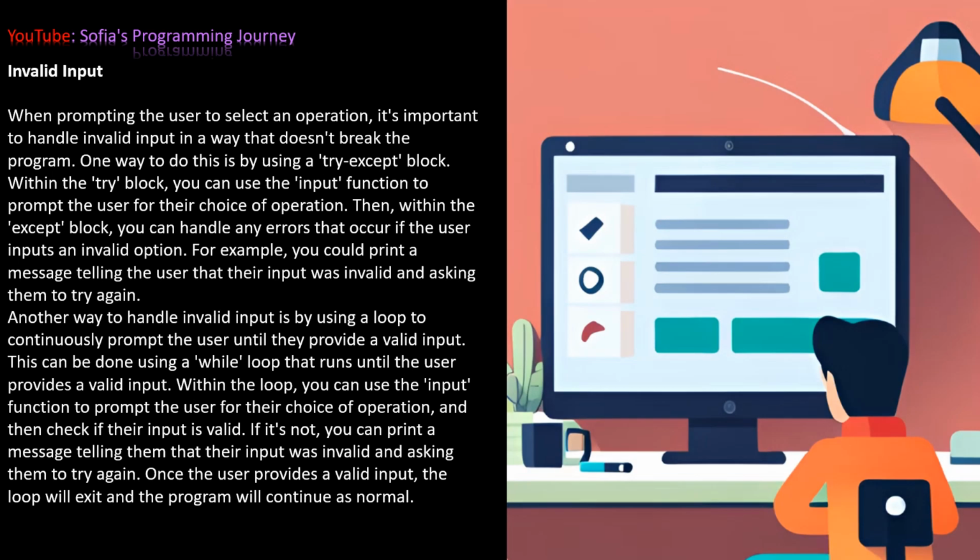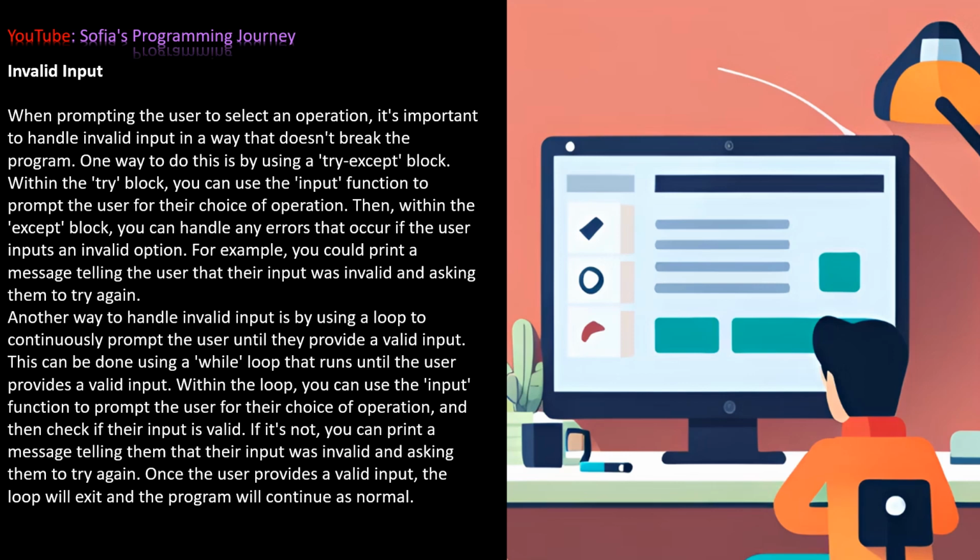When prompting the user to select an operation, it's important to handle invalid input in a way that doesn't break the program. One way to do this is by using a try-except block. Within the try block, you can use the input function to prompt the user for their choice of operation. Then, within the except block, you can handle any errors that occur if the user inputs an invalid option. For example, you could print a message telling the user that their input was invalid and asking them to try again.